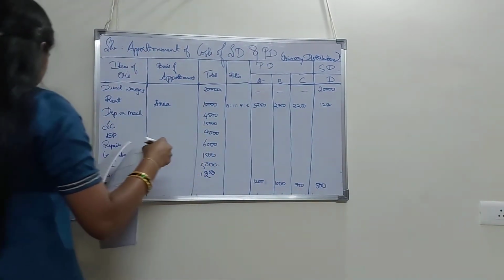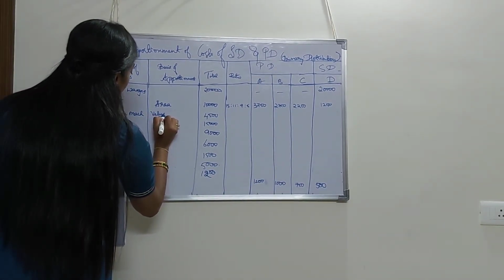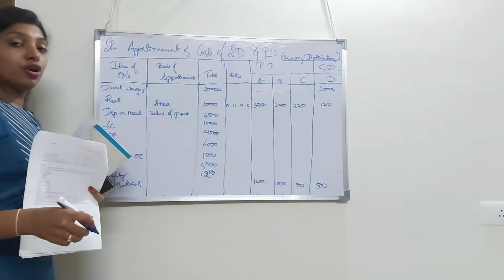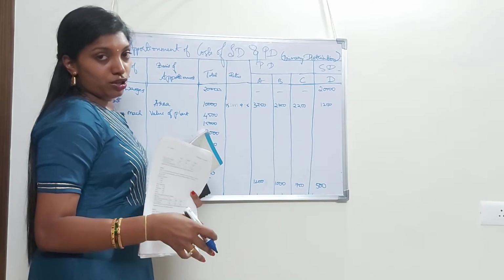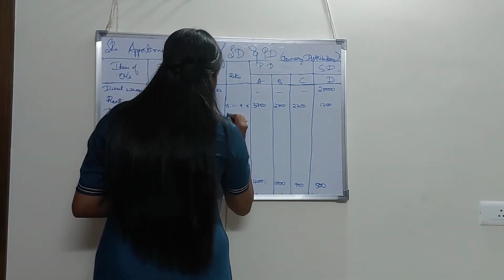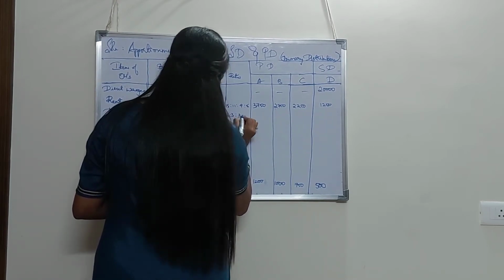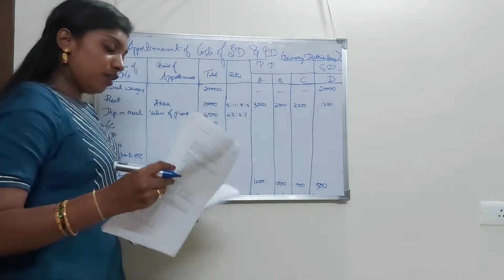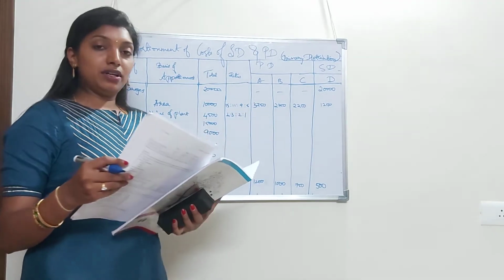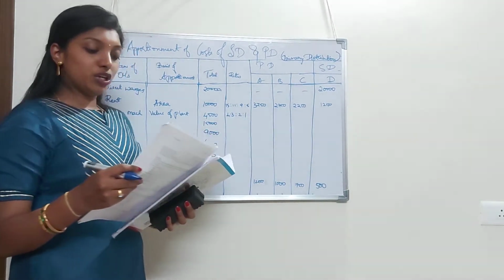Next, depreciation of machinery. The basis for apportionment would be value of plant, because based on the plant valuation, your depreciation would always have an impact. So, what would be the basis? It would be value of plant, and the ratio would be 4:3:2:1. So, your value of plant is 2,40,000, 1,80,000, 1,20,000 and 60,000. So, if you convert this into simplest ratio, it would be 4:3:2:1.